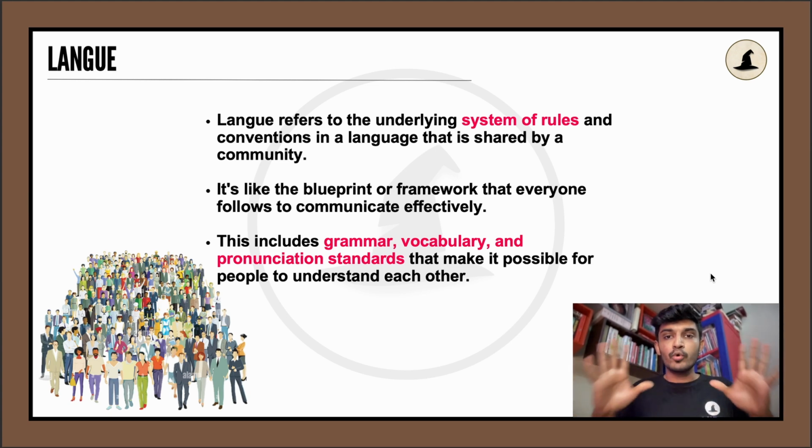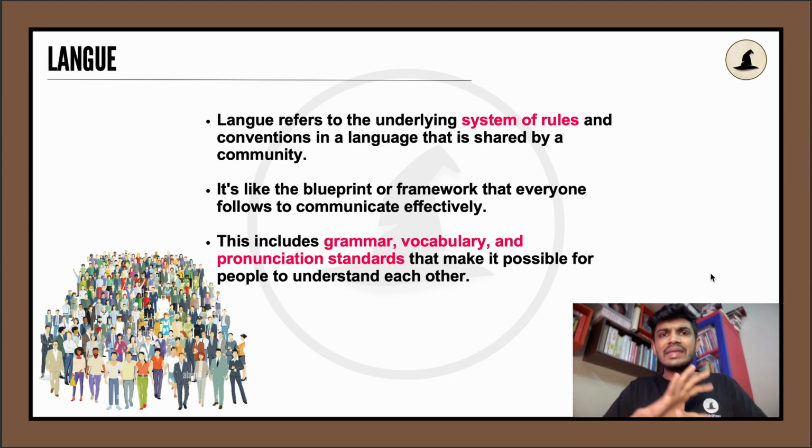It is largely like a blueprint or framework that everyone follows to communicate effectively. All of us speaking English have to follow these sets of rules, and we have to obey the blueprint and framework that governs this language. Now, this includes grammar, vocabulary, and pronunciation standards that make it possible for people to understand each other. There has to be some commonality. There should be a common grammar, a commonality in vocabulary, and even to some extent pronunciation. All of this should be somewhat standard for this language to be intelligible for all of us.